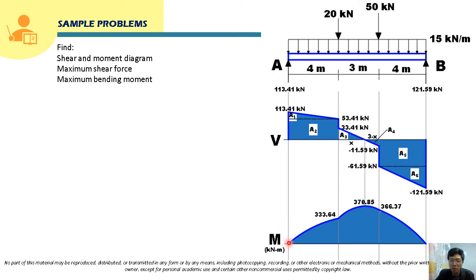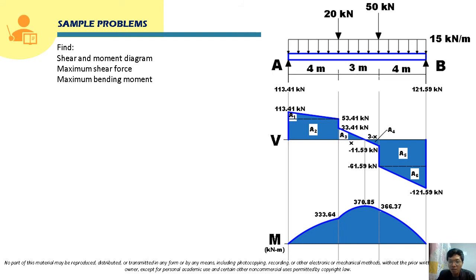Okay, so from this point up to this point, our shear is like a triangle. Since this is a triangle, the moment here will be parabolic. The shear here is sloping down, so therefore our curve here should be concave downward. That's why it's concave downward.